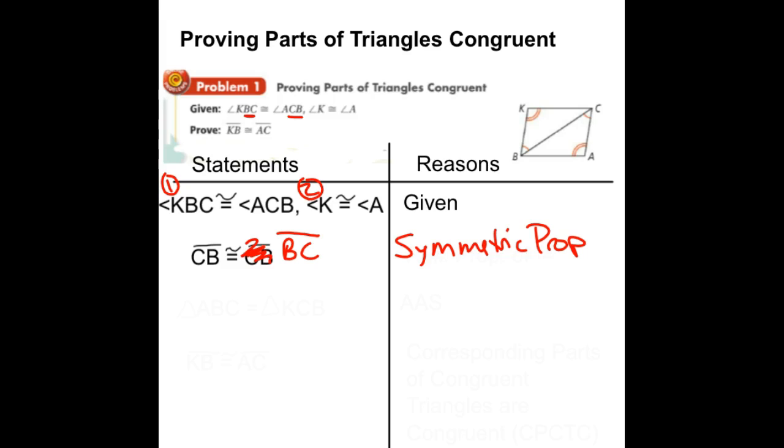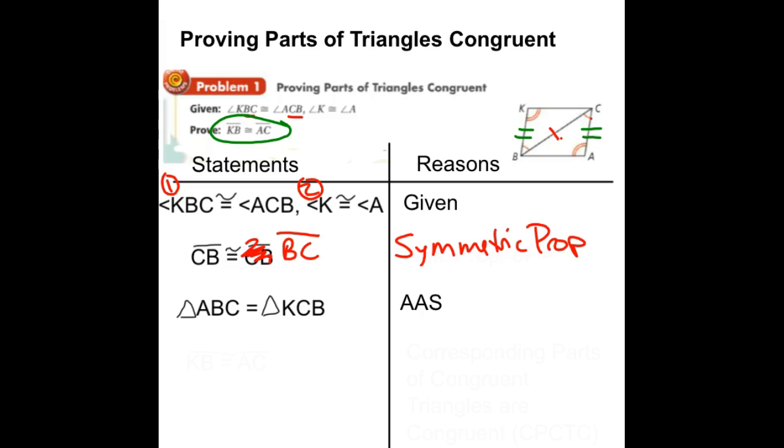Now, if you look at that then, you add that congruent marker to your drawing, the top triangle has angle, angle, side, and the bottom triangle has angle, angle, side. That means that in fact, we have congruent triangles by angle, angle, side. Now the whole goal of this proof is not to prove triangles congruent, but to prove that KB and AC are congruent. And here's the really cool thing.